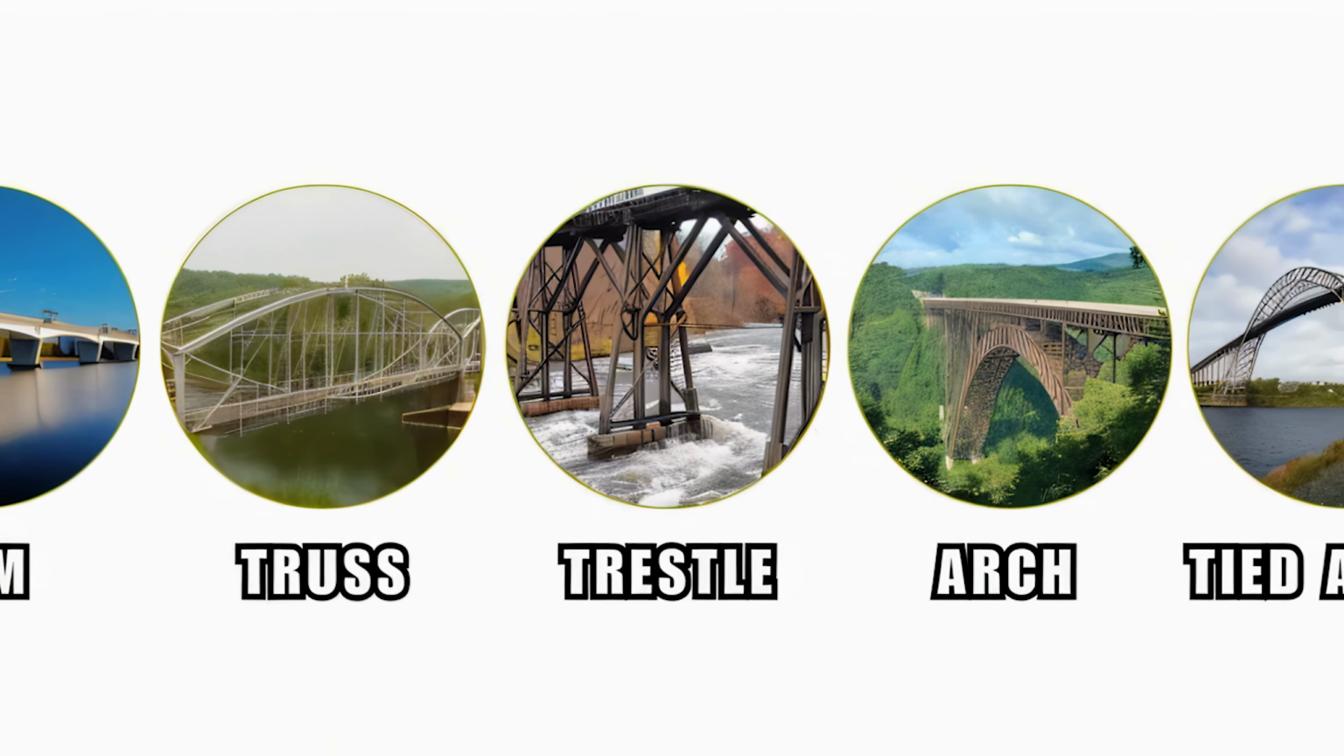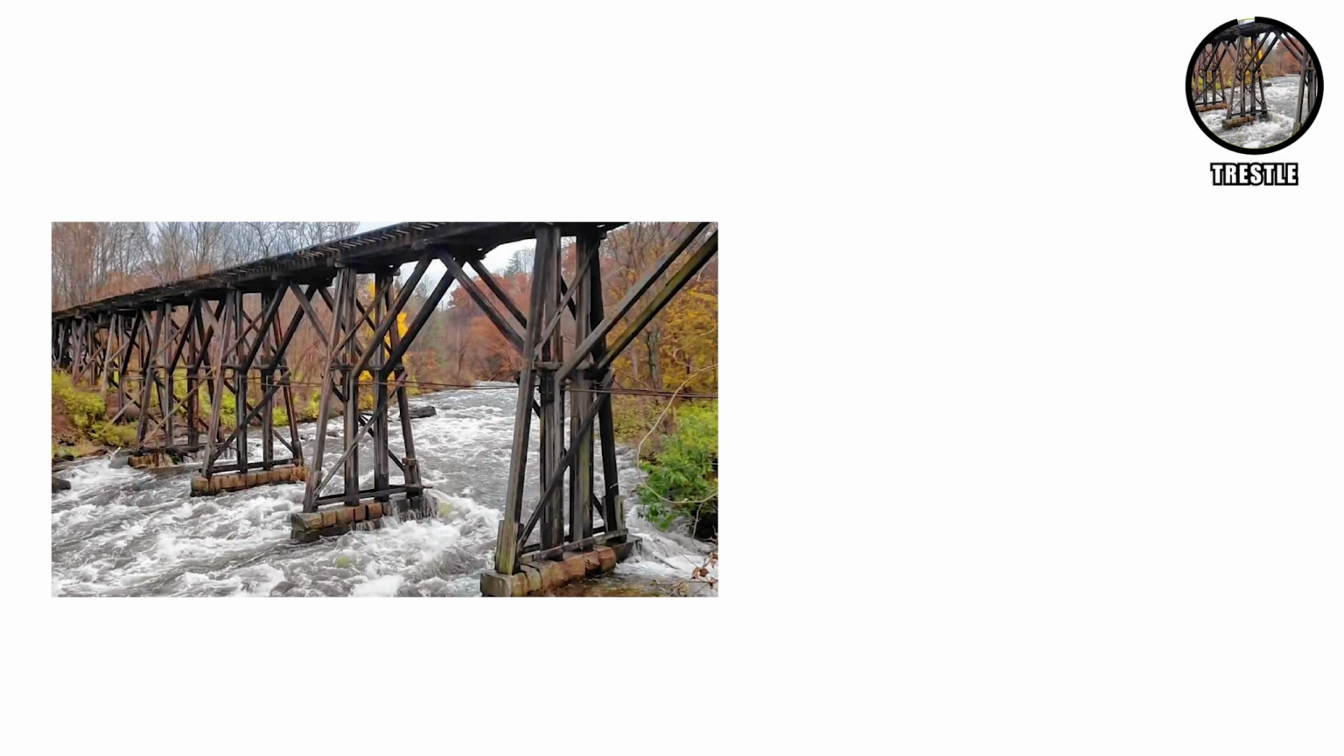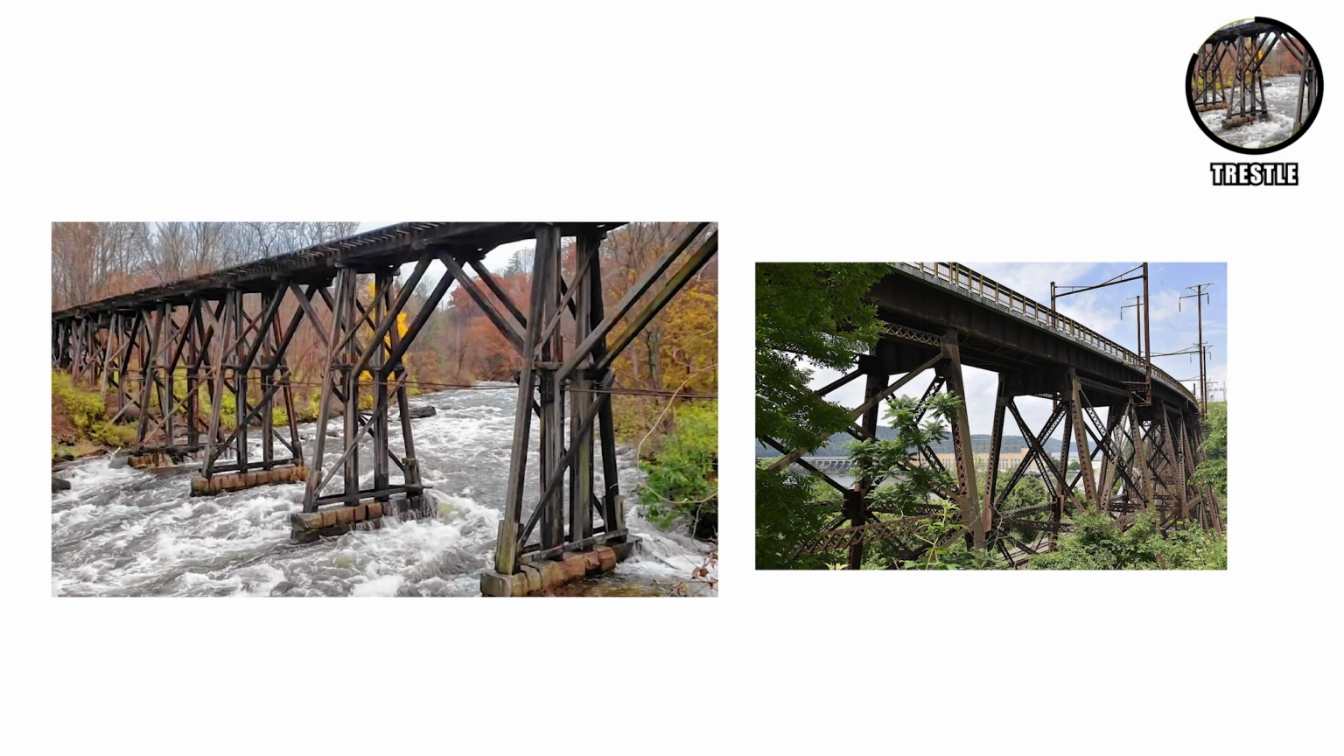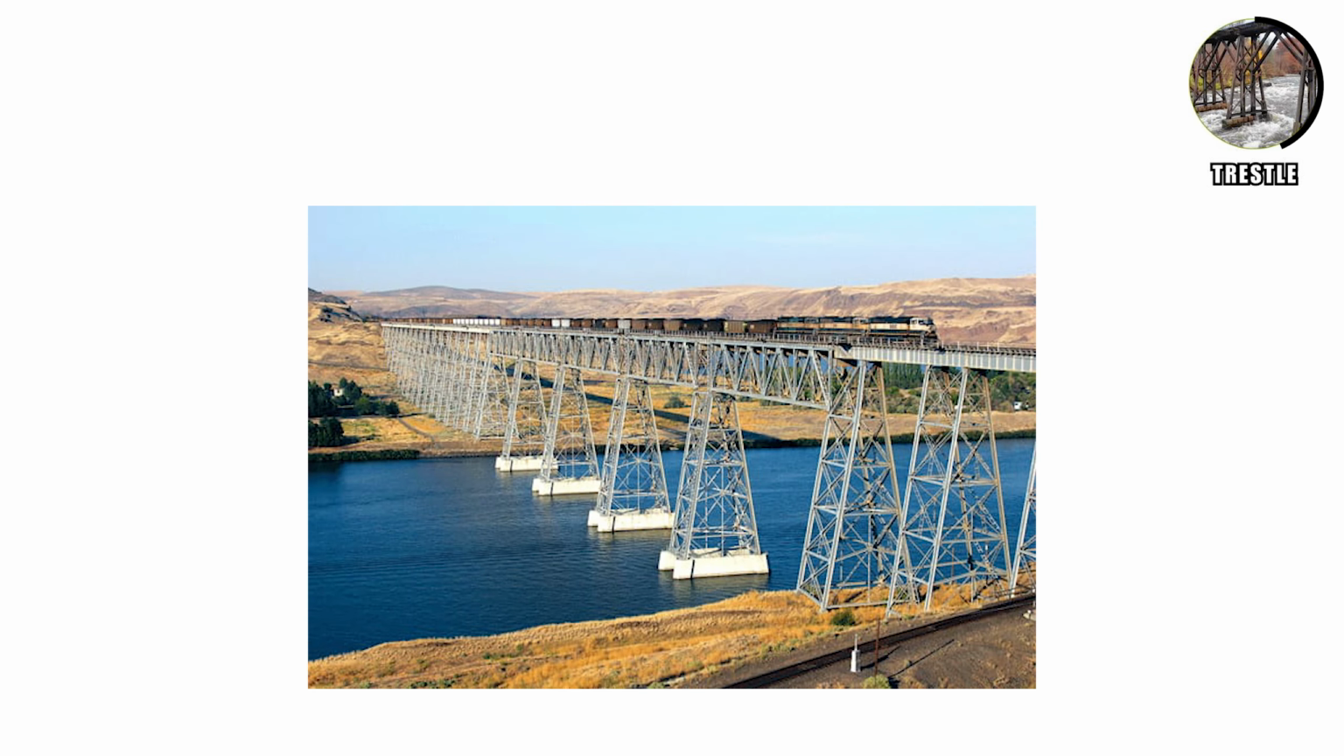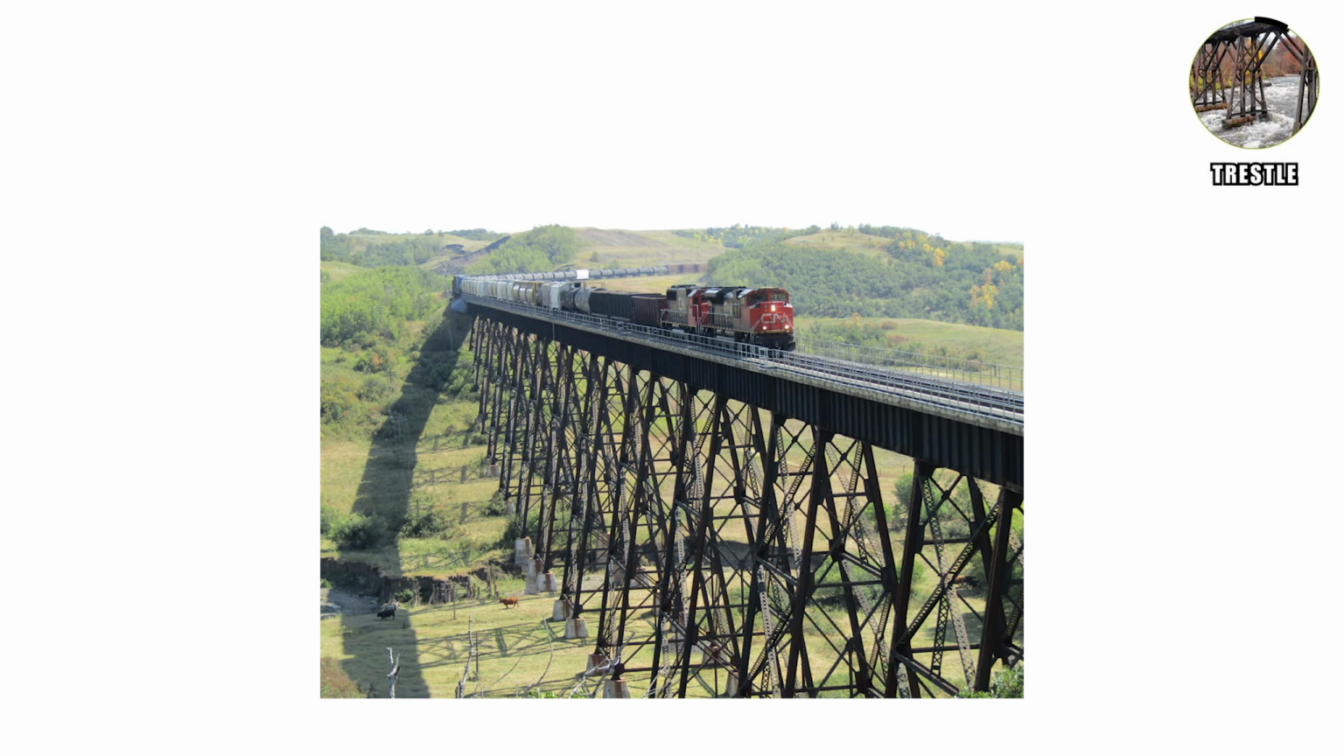Trestle bridges. Trestle bridges use a continuous series of short spans with frequent supports rather than one long span. Individual supports are called trestles, but sometimes the whole bridge is called a trestle, which is one of those instances where structural terminology decides to be confusing just because it can.